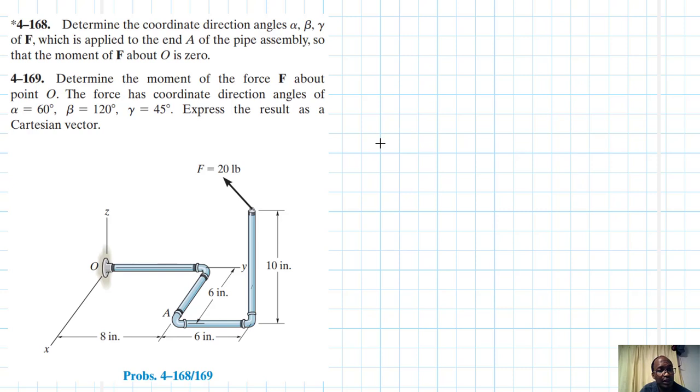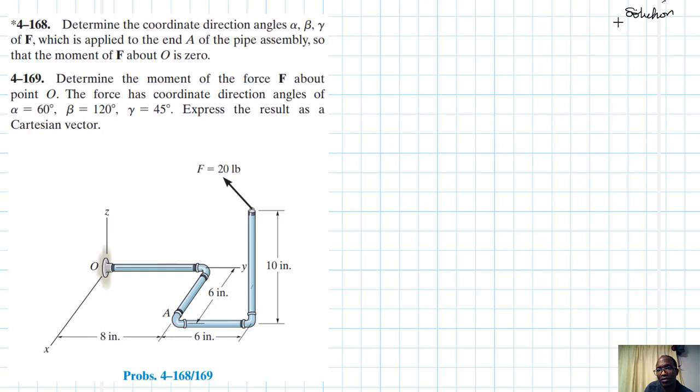The problem reads: determine the coordinate direction or direction angles alpha, beta, and gamma of F, which is applied to the end A of the pipe assembly, so that the moment of F about O is 0. The second problem is: determine the moment of the force F about point O. The force has coordinate direction angles of alpha equal to 60 degrees, beta equal to 120, and gamma equal to 45. Express the result as a Cartesian vector.